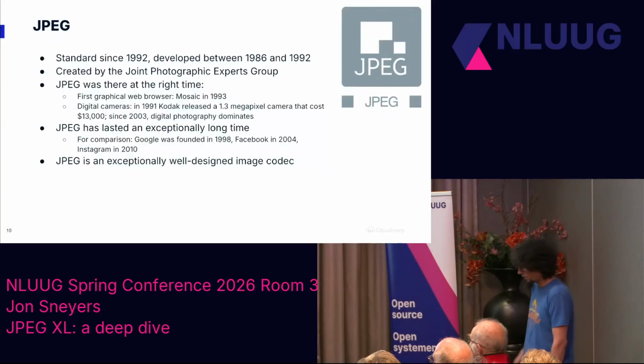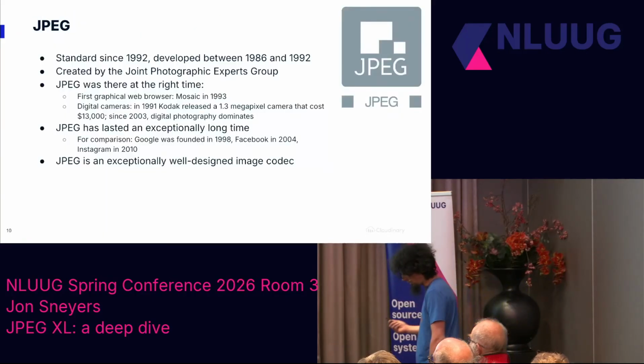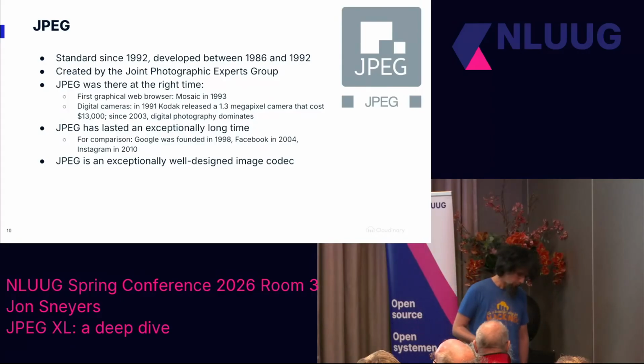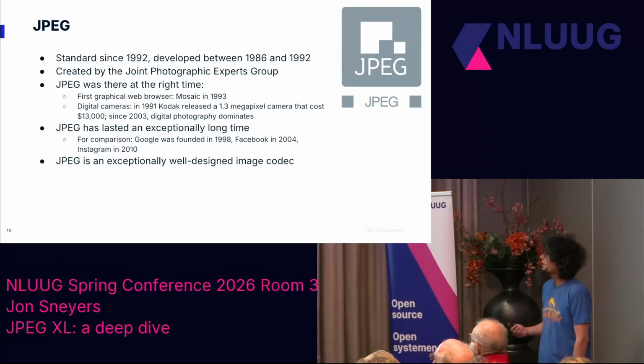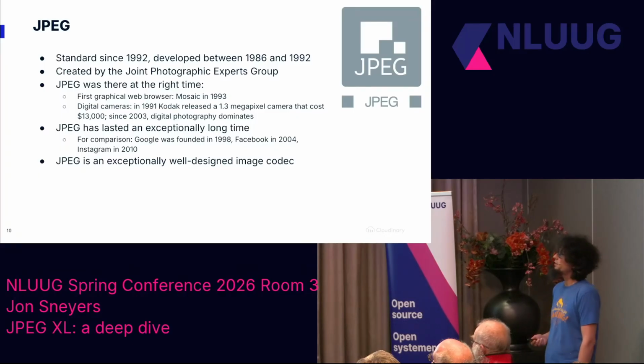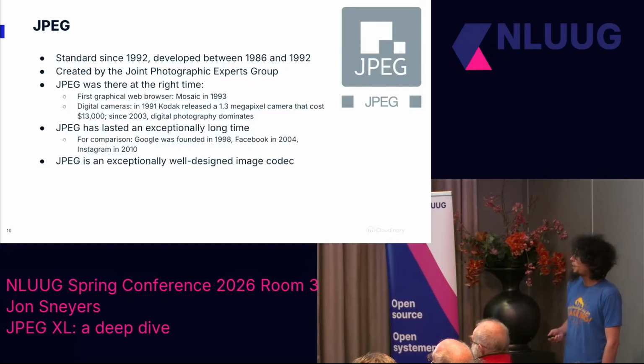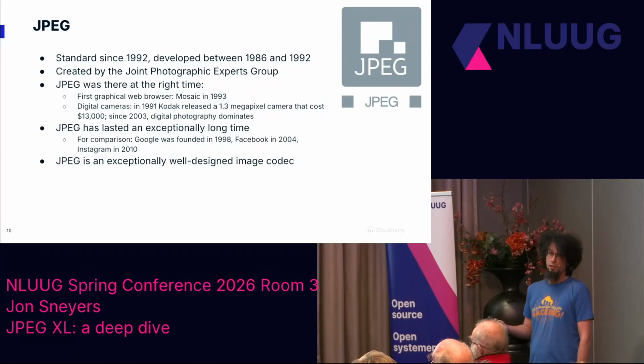But why do we need a new format? We already have JPEG. It's more than 30 years old, but it still works, of course. It was developed in the late 80s by the JPEG committee. It's a bit confusing that the committee and the format have the same name. And JPEG was an exceptionally successful format. It has lasted very long. I mean, more than 30 years in IT.